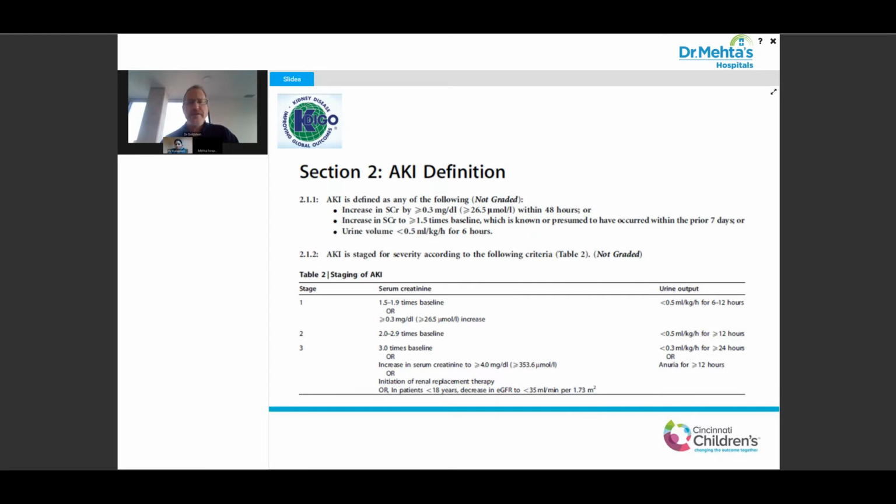And then you can see the staging based on KDIGO 1, 2, or 3, and there's a pediatric modifier for stage 3 in patients who are less than 18 years of age. If their eGFR decreases to less than 35 mL per minute, that classifies them as stage 3.